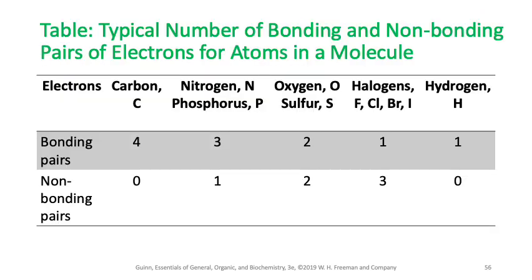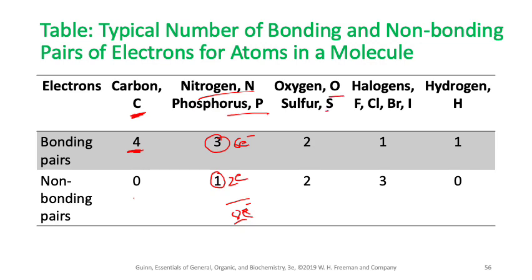So now this table typically tells you about the number of bonding and non-bonding pairs of electrons for an atom in a molecule. Let's say carbon belongs to the 4th group, 4 valence electrons. It needs to have 4 bonding pairs, so the total is 8, because we need 8 electrons around the atom. For nitrogen and phosphorus, 3 bonding pairs means a total of 6 electrons, and 1 lone pair means 2 electrons, so the total is 8 electrons. So this is how nitrogen and phosphorus make a bond with any other atom.